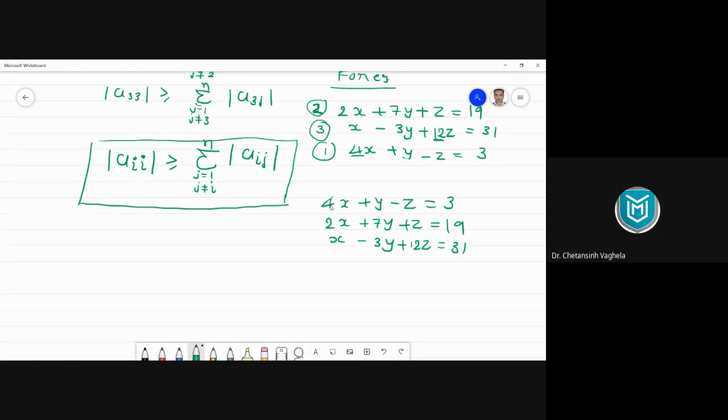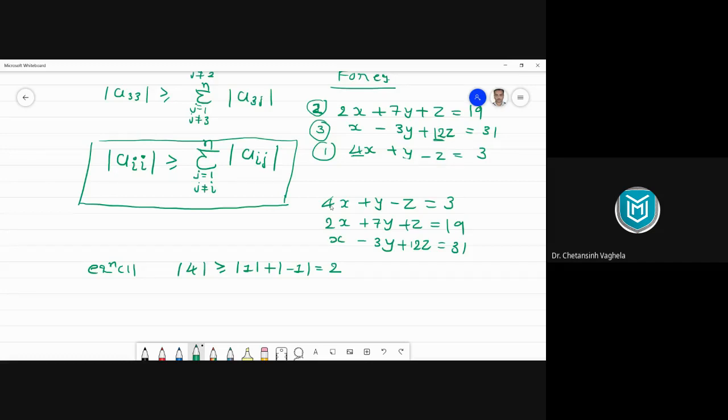Now let's check whether this system is diagonally dominant or not. Let's check it for equation 1. What is your diagonal value? It is 4. So we need to take modulus 4. And what are the other two values? It is modulus 1 plus modulus of minus 1, right? This is equal to 2. And we know that modulus of 4 is greater than or equal to 2. That means the condition of diagonal dominance is satisfied for the first equation.